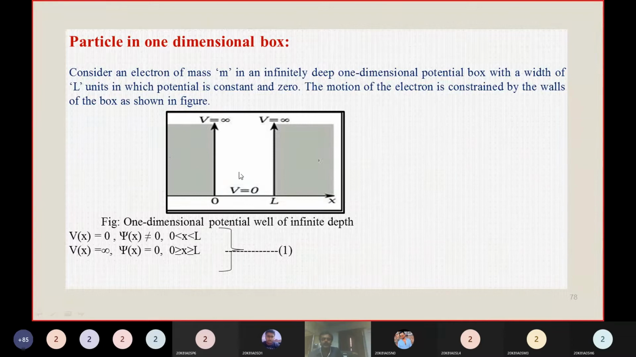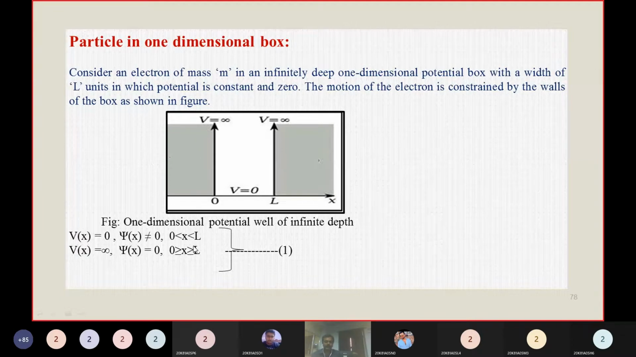So let us consider one electron is inside the box. That electron has mass m. Inside the box the potential is 0, so in that box the electron is moving. How that electron's motion will be, and what is the energy of the electron, we have to discuss now. For that we are considering here two boundary conditions.